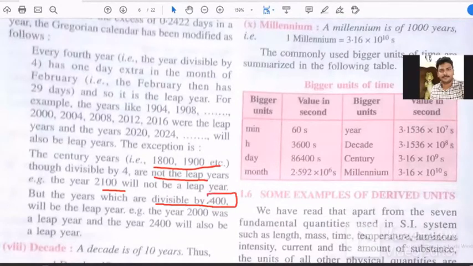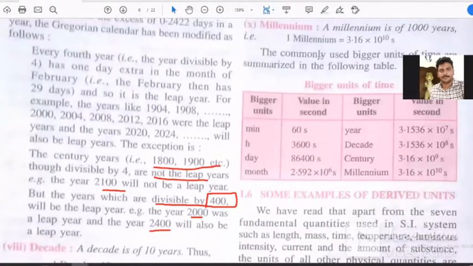This is a very good piece of information for you. If you want to look for leap century years, they should be divisible by 400. For example, 2000 is divisible by 400. So the next century year that will be divisible by 400 is 2400. So this will be a leap year. We are having a doubt here.